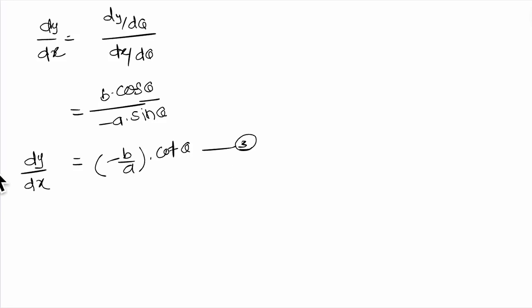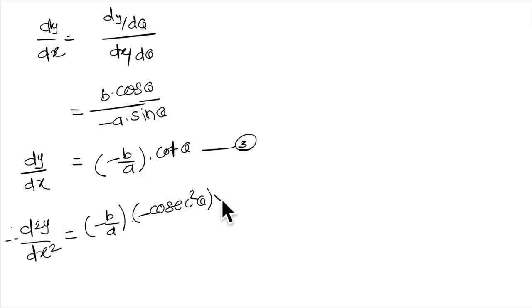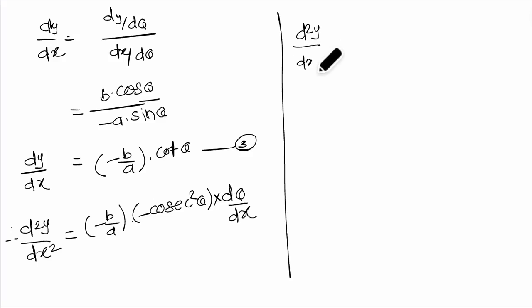But guys, we want the second order derivative, right? So that means d2y by dx square equal to minus b upon a as it is into cot theta, derivative will be the minus cosec square of theta into theta derivative will be the d theta by dx. So substitute the values, guys. d2y by dx square equal to minus becomes plus b by a into cosec square of theta whole divided by dx by d theta. Dx by d theta value will be the minus a into sin theta.